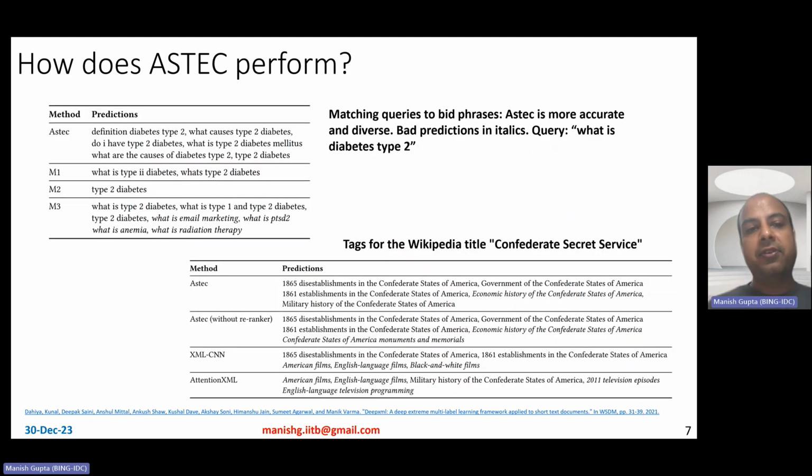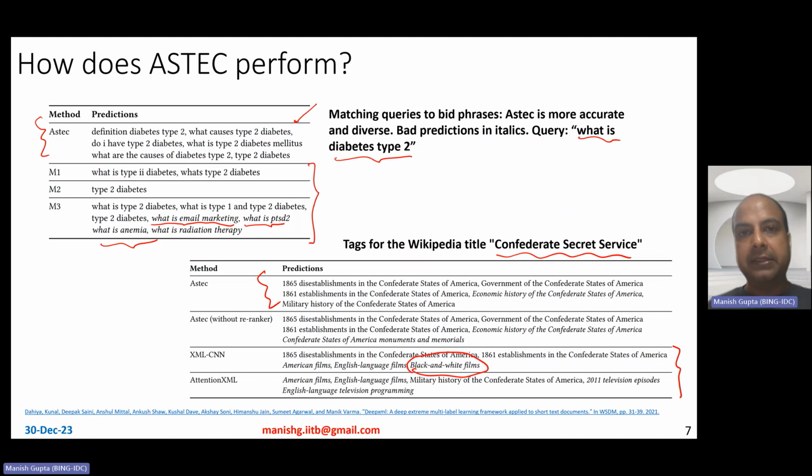Here are some examples of how Astec's predictions look. So if you give a query, what is diabetes type 2? And you try to find bid phrases, Astec leads to super similar bid phrases, while other algorithms which were deployed in Bing do not lead to very good results. In fact, it leads to some bad results. What is email marketing? What is PTSD? What is anemia? They have nothing to do with diabetes type 2. Okay. Similarly, if you use Astec for finding categories for Wikipedia titles, Astec comes up with really relevant and diverse titles compared to other baselines, which sometimes lead to extremely incorrect titles.